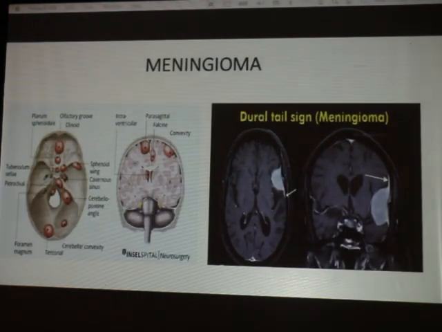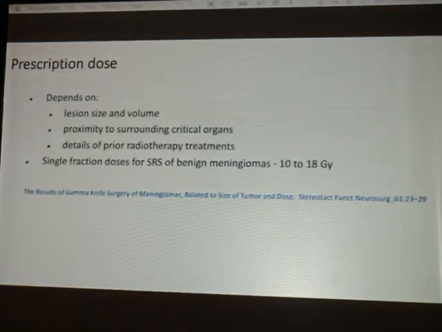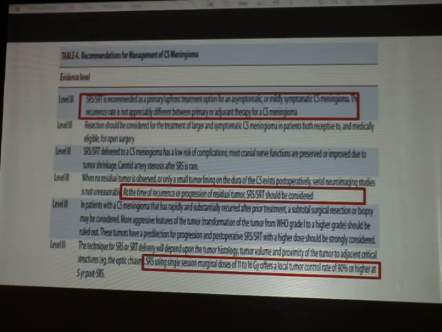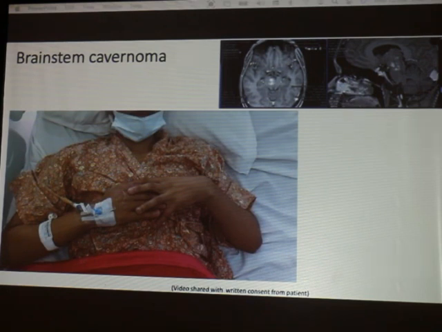Another indication is meningiomas, and SRS is commonly used for meningiomas upfront or for residual disease. These are the prescription doses for meningioma, which depend on where the lesion is located, how large the lesion is, and whether prior radiation was delivered or not. It can be treated with a single fraction or multiple fractions. These are the indications for meningiomas. This is the image of one of our patients in which we have treated a post-op meningioma in 5 fractions. This is one of our interesting cases.